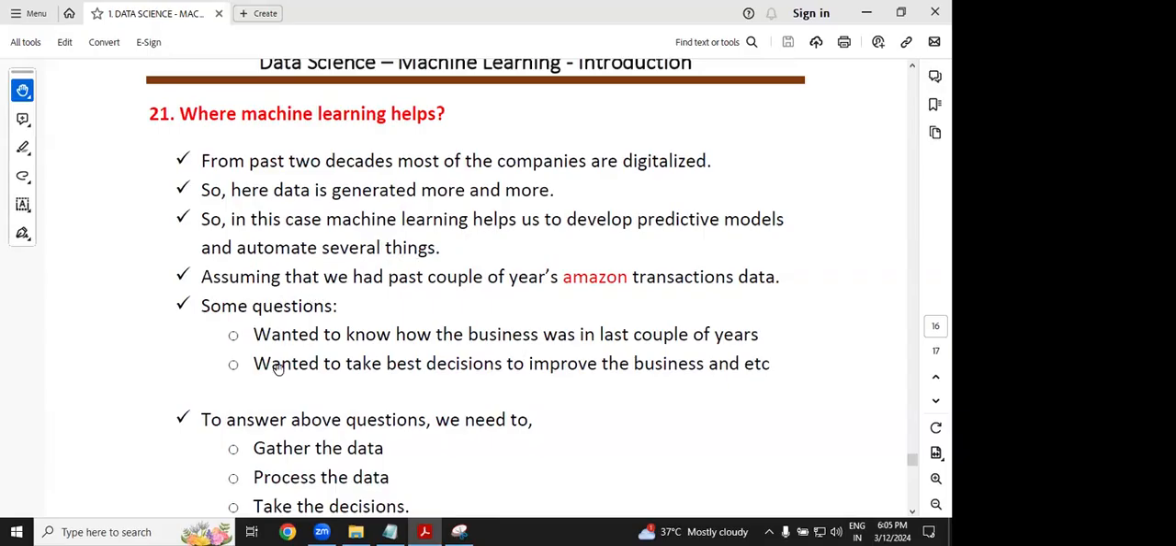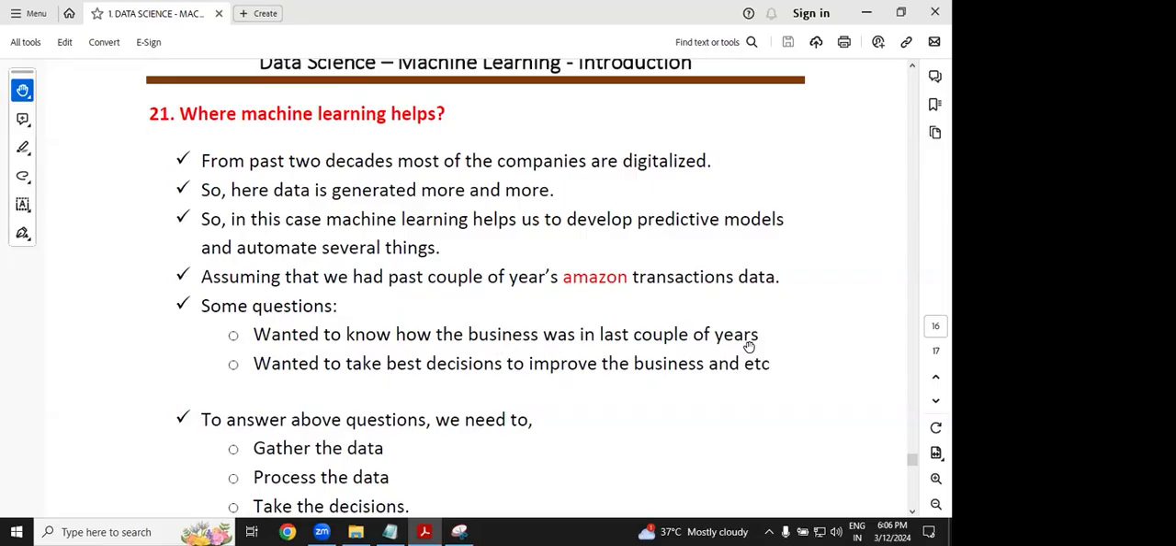Assuming that we had a past couple of years of Amazon transaction data, we have the last two years of data. There are two questions. The first question: I just wanted to know how the business was in the last couple of years. This is nothing but EDA.